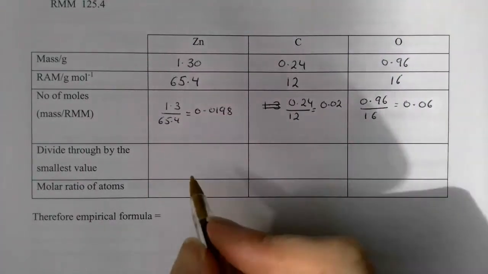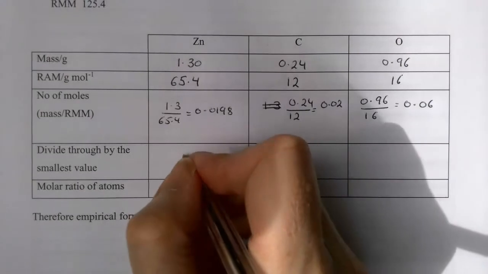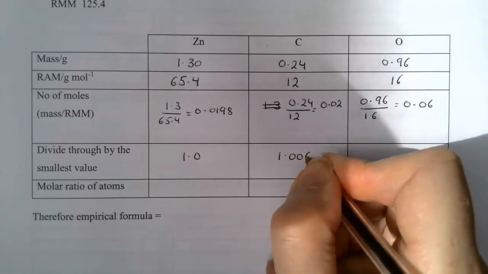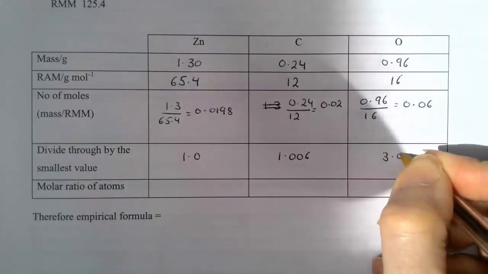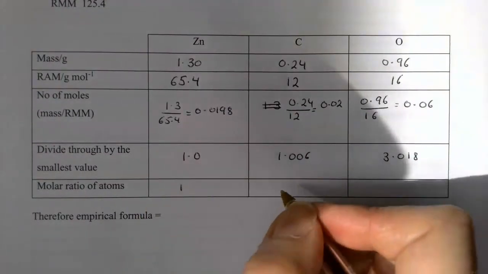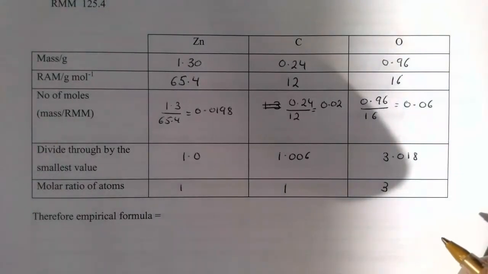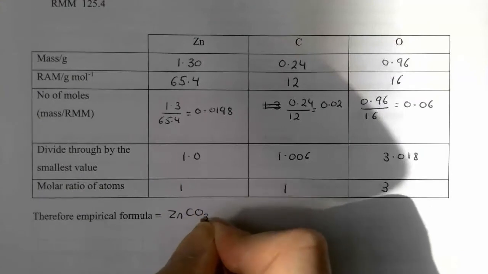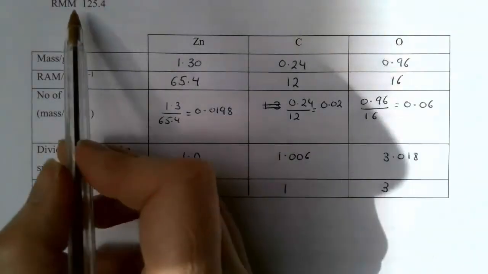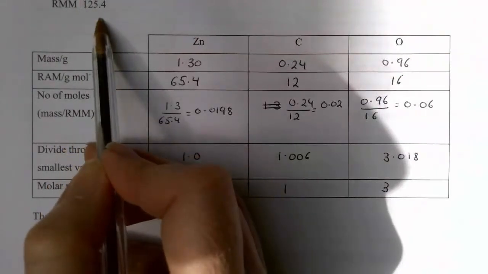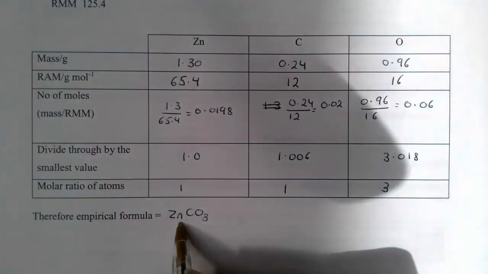Now if we divide through by the smallest, we get a 1.0, because that's the smallest number, to 1.006 to 3.018. Well, I can round these numbers a little bit, so I get a 1 to 1 to 3. So the empirical formula is ZnCO3. Now if I work out my empirical formula mass, I work out that it's the same as the relative molecular mass, so therefore the empirical formula equals the molecular formula.